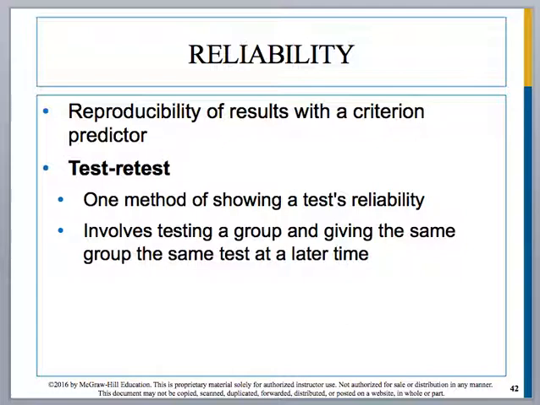Reliability, we talked about it earlier. We're going to reinforce it here. We are reproducing the results with a criterion predictor. So it's a concept of test-retest. One method of looking at the reliability of a test involves a group of individuals that we test, and then we give the same group that test all over again. So we're going to test you once and then retest you again to see how the results change or stay the same.